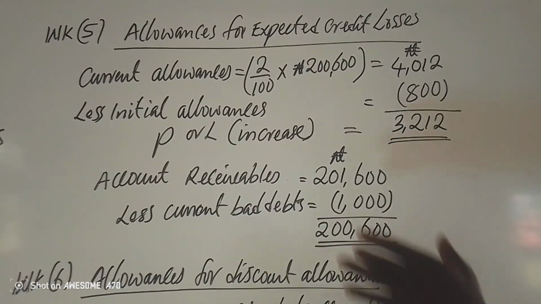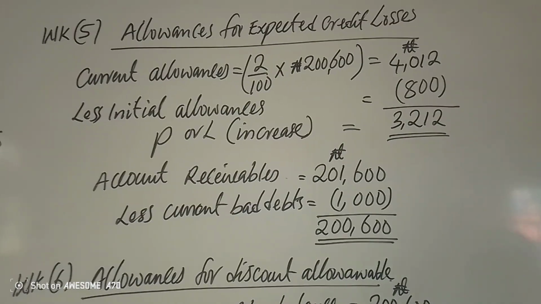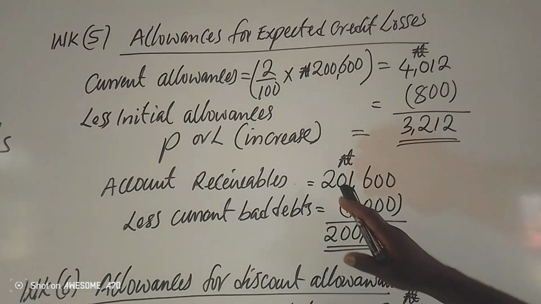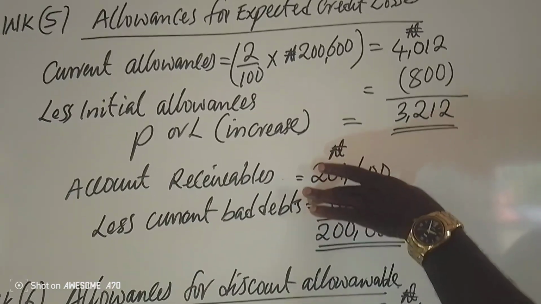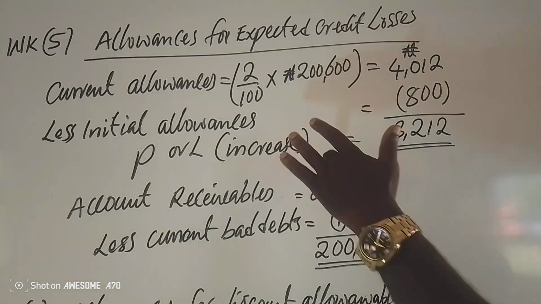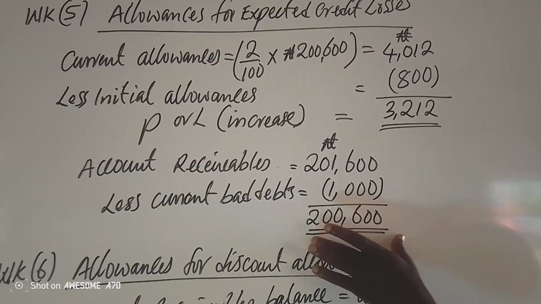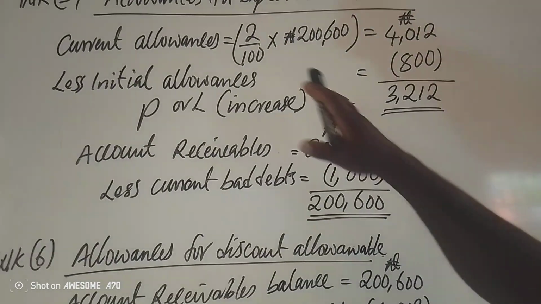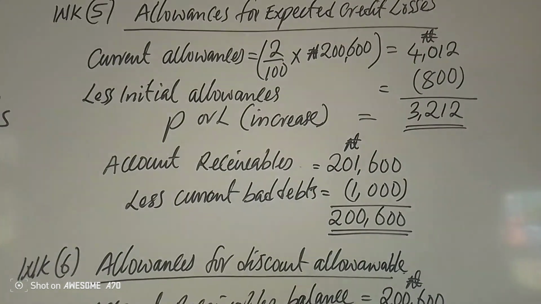And that is why we pick the account receivable given in the trial balance, which is 201,600. Then we pick the bad debt, which is the current bad debt given in additional information. You deduct it from the account receivable and get a balance of 200,600. And that is the balance that we're going to work 2% of to get the current allowances.